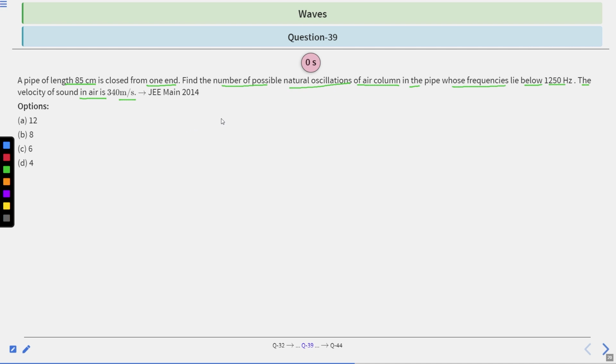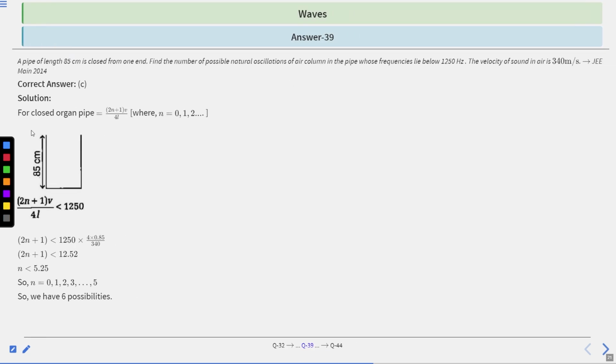Let's find a solution. So we know for a closed organ pipe, the formula is (2n plus 1) divided by 4l multiplied by V, according to the given terms in the question, where n equals 0, 1, 2. This one is a pipe of length 85 centimeter, closed from one end. So (2n plus 1) divided by 4l multiplied by V is less than 1250.